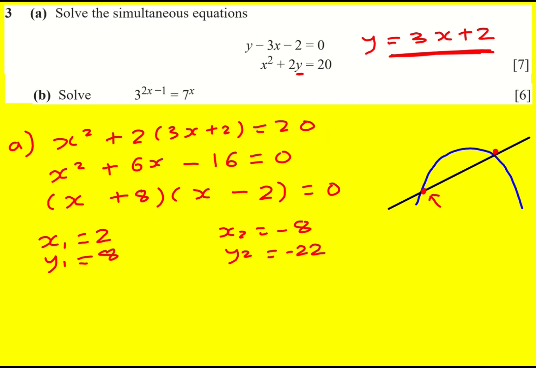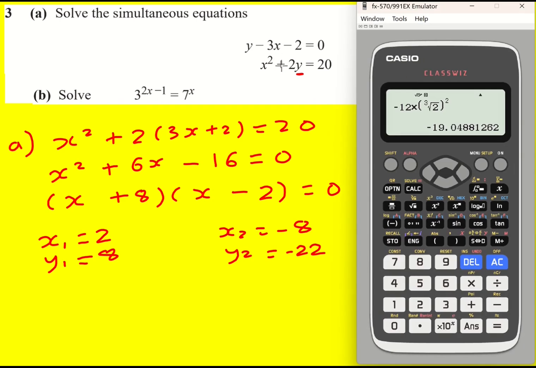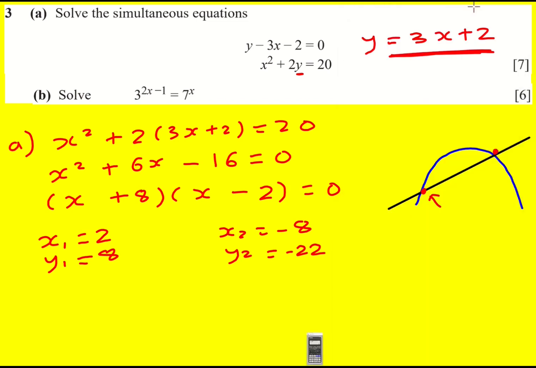You could even, just to be extra sure, put it back into the left-hand side of the bottom equation. So 4 plus 16 is 20. Actually, I don't need my calculator for that one. And then 64 minus 44 is also 20. So I can be 100% confident with that.